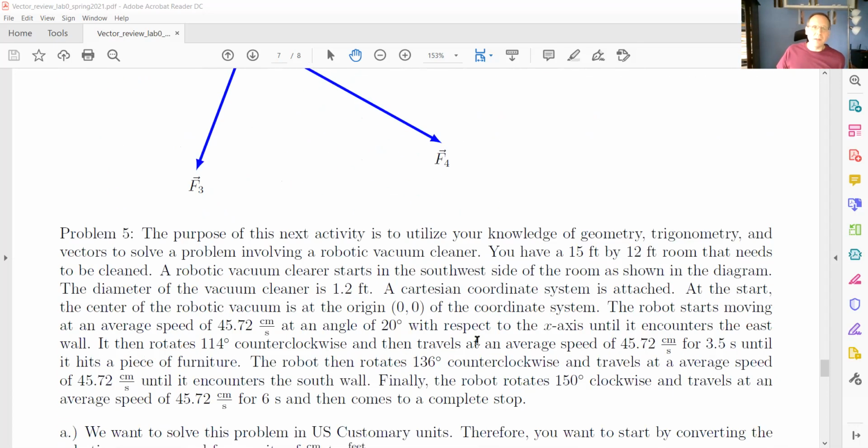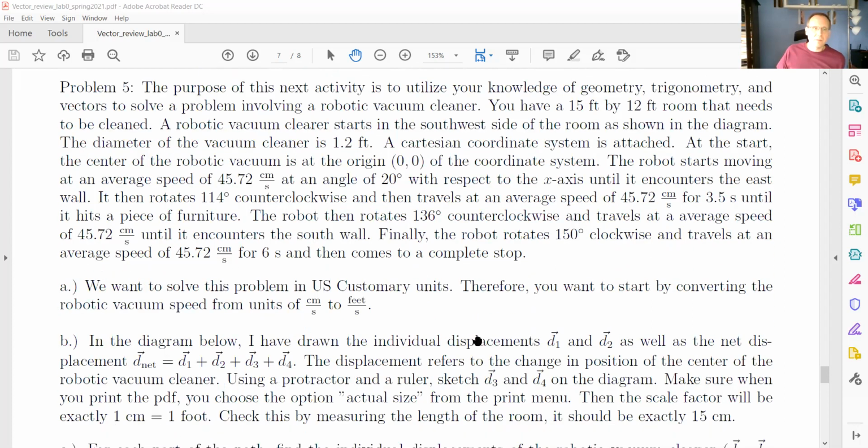Okay, then the last problem, I had fun making up this problem. This tests all your knowledge of geometry, trig, vectors. So you're told that you have a 15-foot by 12-foot room that needs to be cleaned. It needs to be vacuumed. You have a robot vacuum cleaner. Think of it as a Roomba. It starts in the southwest side of the room, as shown in the diagram. I'll show you in a second. And you're also told the diameter of the vacuum cleaner is 1.2 feet, which means the radius is 0.6 feet.